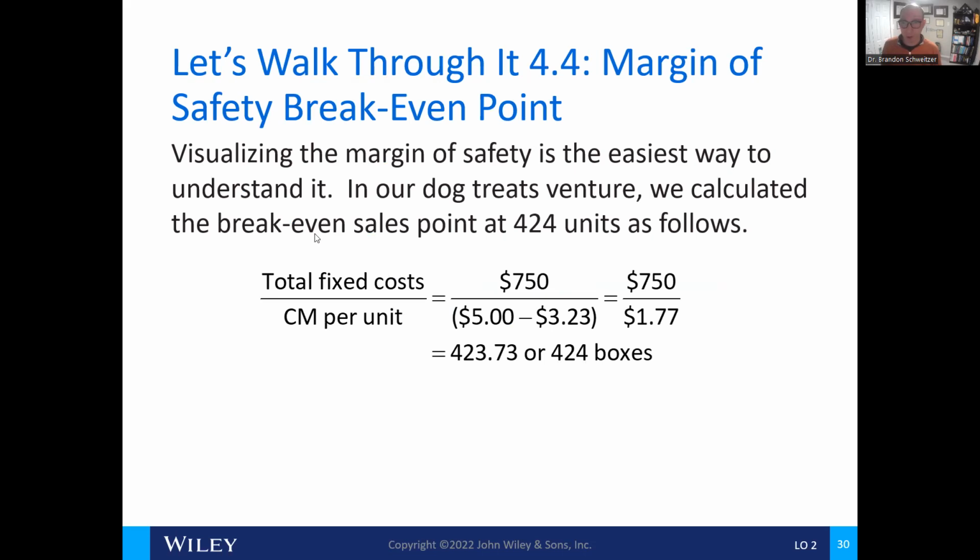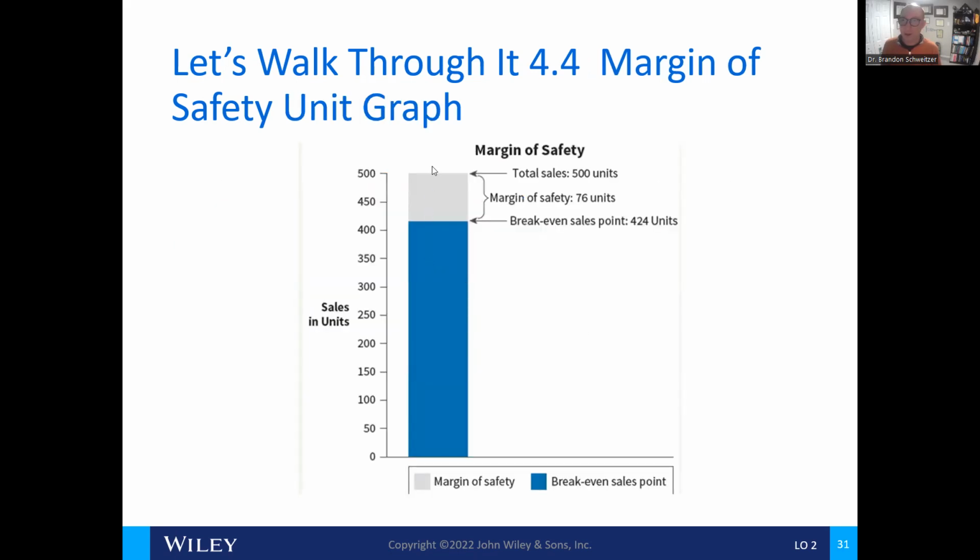Here we have the example. The break-even point is to sell 424 boxes of dog treats. Our fixed costs are $750. The contribution margin, as we know, is $1.77 per box. Sales price $5 minus total variable cost $3.23 gives us $1.77 contribution margin per unit. 750 divided by 1.77 is 424 boxes. It's our point of break even in terms of units. If I sell 500 units minus the break even point, 424, my margin of safety is 76 units.